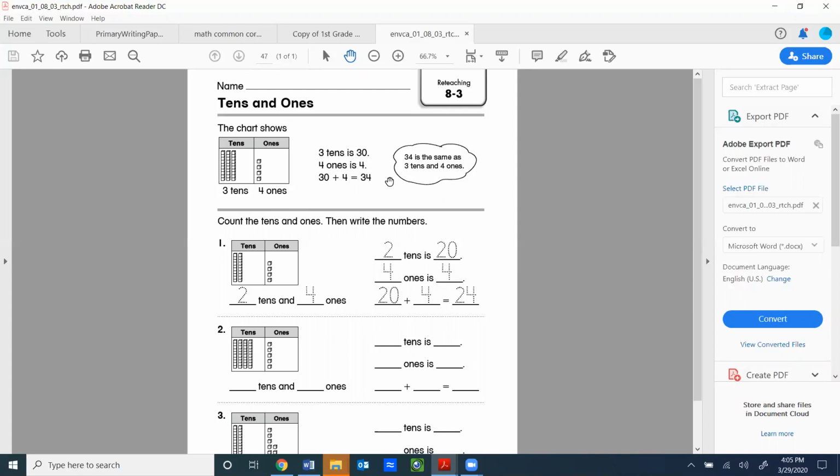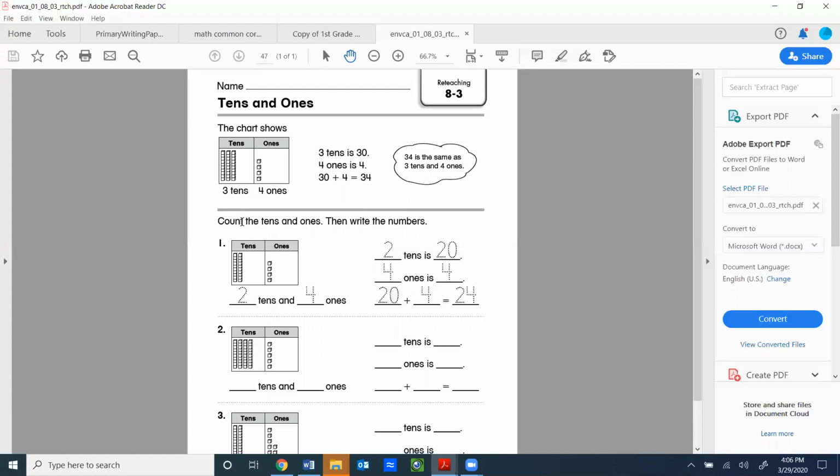Also, fun fact, friends, 30 plus 4 equals 34 is called expanded form. Now, if you could see me, my hands are together and I am bringing them out wide and doing expanded form, meaning I am stretching out the number 34 and representing it by tens and ones, adding them together to make 34. That's just an extra little fun fact.